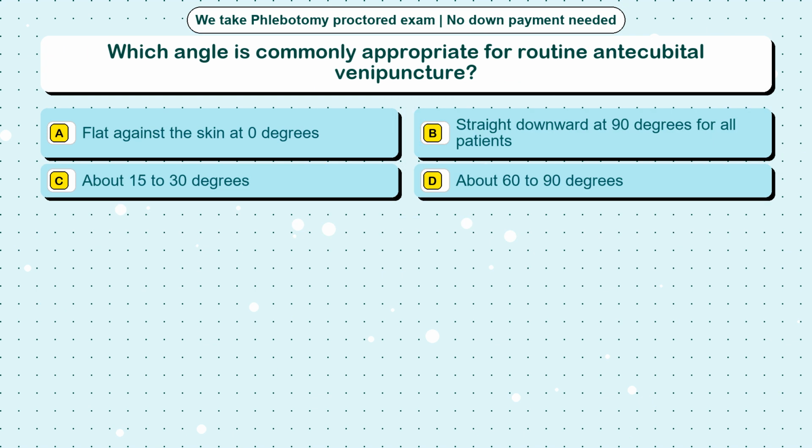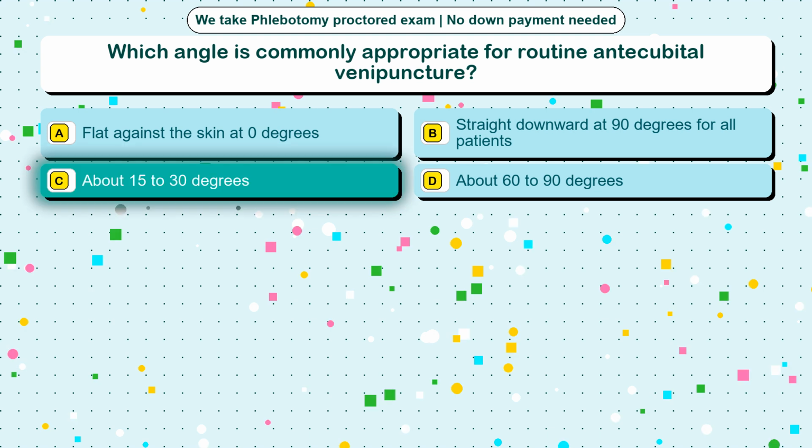Question 51. Which angle is commonly appropriate for routine antecubital venipuncture? Option A, flat against the skin at 0 degrees. Option B, straight downward at 90 degrees for all patients. Option C, about 15 to 30 degrees. Option D, about 60 to 90 degrees.